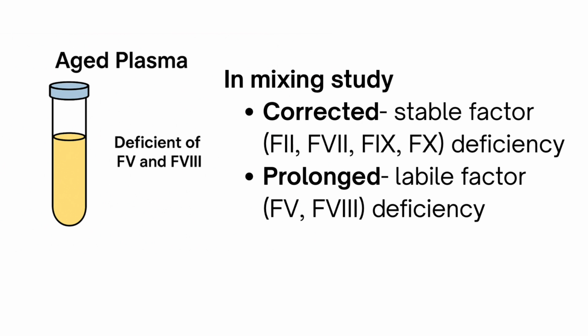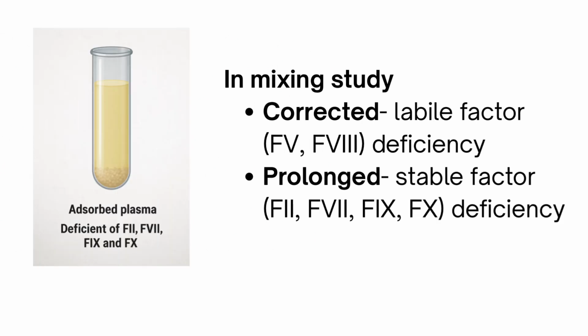Aged plasma is stored plasma usually kept at 4 degrees centigrade for 48 hours or more. During the storage, the labile factors like factor 8 and factor 5 are degraded. So this lacks factor 5 and factor 8 and retains factor 2, factor 7, 9 and 10. In mixing study, if clotting reaction with aged plasma is corrected, this means patient plasma is deficient of stable factors like 2, 7, 9, 10.